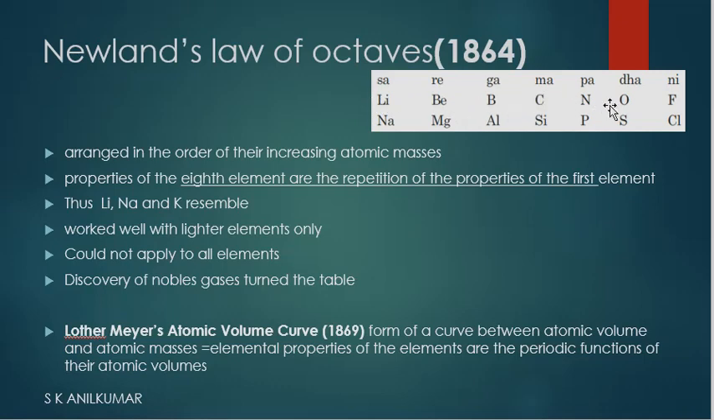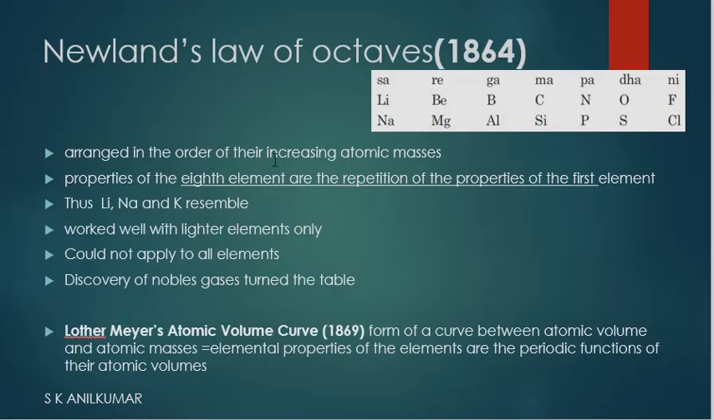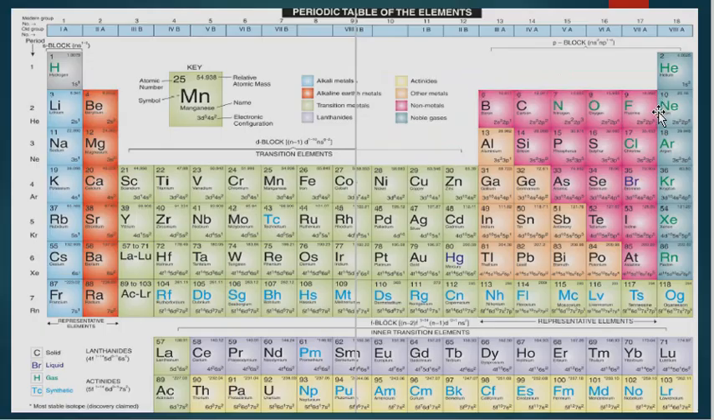Lithium, beryllium, B, C, N, O, F. So, in this arrangement, he said it is in increasing order of atomic mass. Here it was increasing order of atomic mass only, but then vertically he was arranging. The properties of the eighth element are a repetition of the properties of the first element. Sa, ri, ga, ma, pa, da, ni, sa. Next one will come here, right? After F, whatever comes will be like Li. That is what they were trying to say. After F, whatever comes is neon. It will be like Li. It is a repetition of properties. So like this, he arranged it.